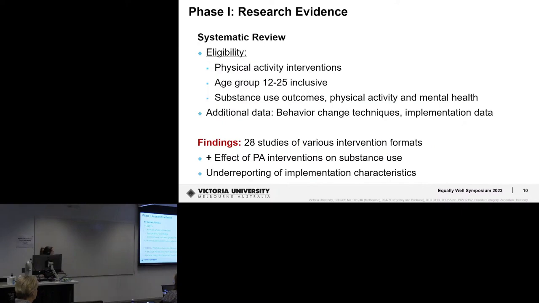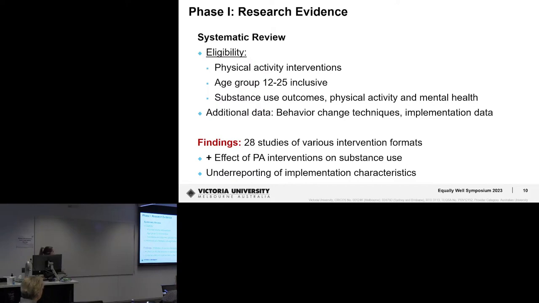Looking at the research evidence, I conducted a systematic review and included any physical activity intervention for the age group 12 to 25 years that also measured substance use outcomes, and I also explored physical activity outcomes and mental health outcomes. As additional data, I looked at behavior change techniques that were used in these physical activity interventions, and any kind of implementation data, information on how they implemented it, for example. And I identified 28 international studies of various intervention formats.